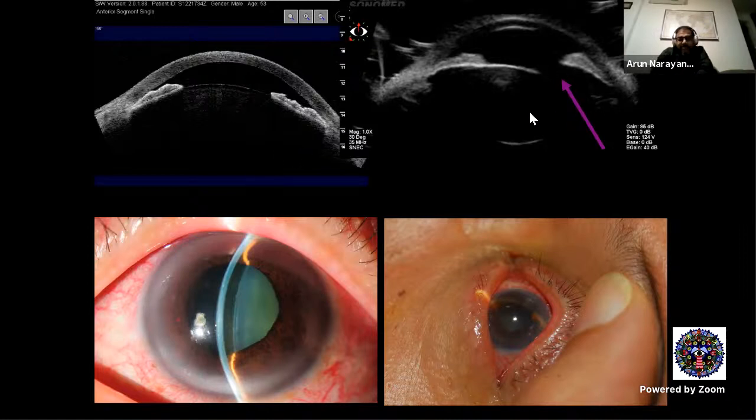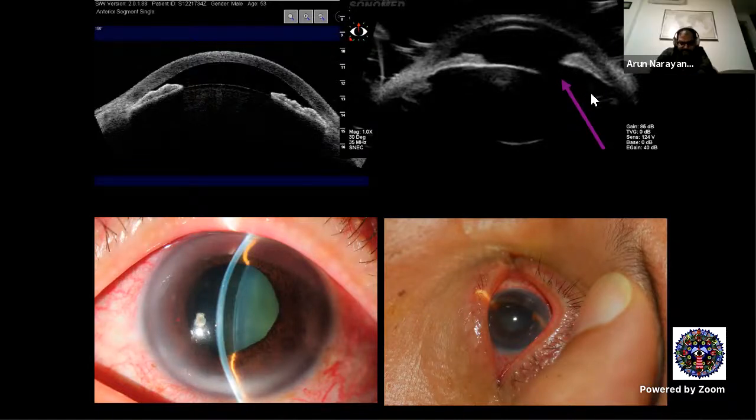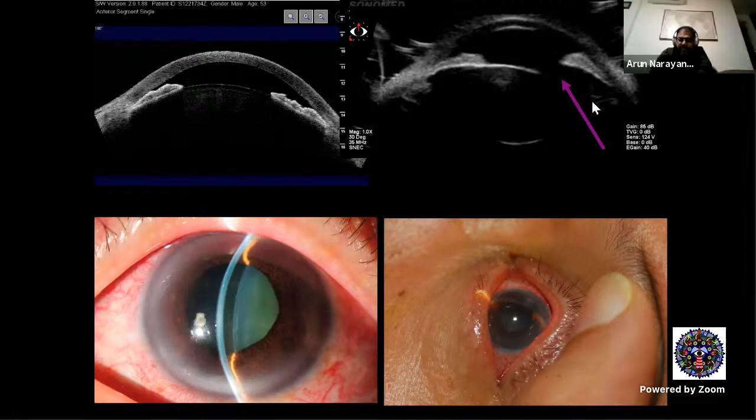So what do you think is happening here? So this is a UBM of the left eye, because the nose is on the medial side here. Yeah, you're right. What do you think? Uneven, there is an iridocorneal contact. Yeah. Lens looks subluxated. Zonules are there on the lateral side. There are a few zonules, maybe.